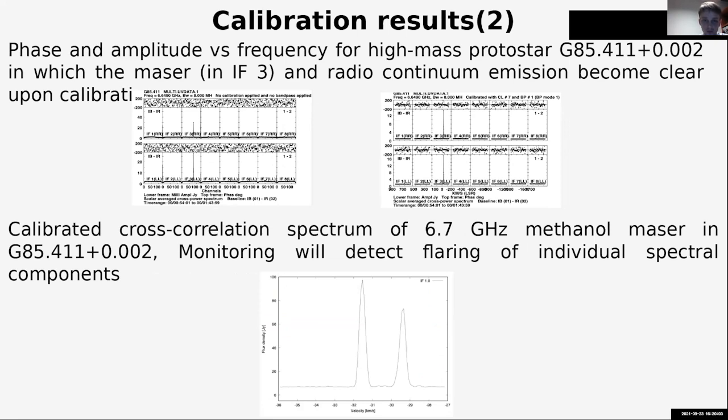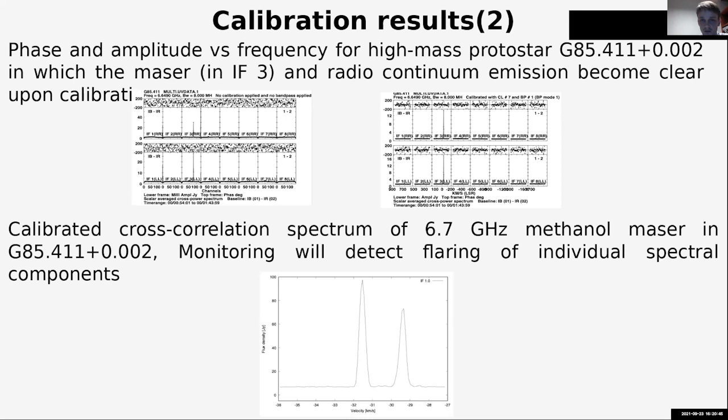Also, as I mentioned before, our data processing capabilities allow us to show both maser lines. If we would only use continuum emissions, these two maser lines would be overlapping and we wouldn't detect both. So it's important to use continuum and line calibration. You can clearly see the cross correlation spectrum of the 66.7 gigahertz methanol maser. Monitoring will detect flaring of individual spectral components.